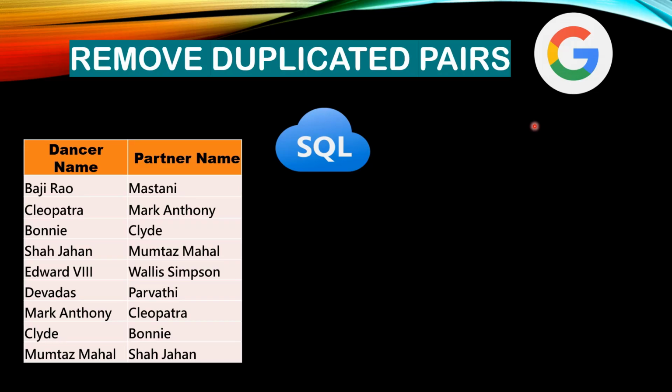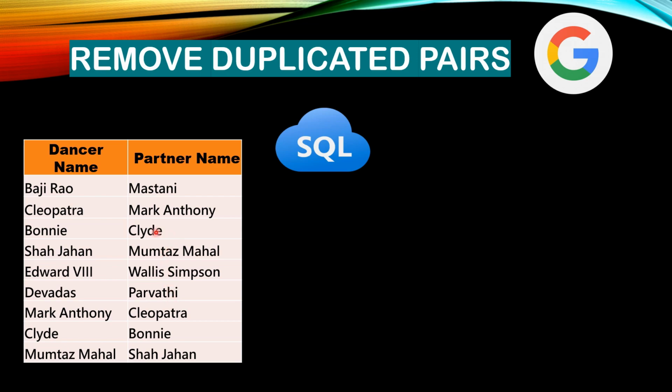Today we can see another interesting SQL problem. Let's assume that we have a dancer and we have a partner name. So in order to participate in the dance competition, each dancer has to register with his partner name, and the partner also registers with his dancer name again into the same table. So that's how we can get the duplicates in the table.